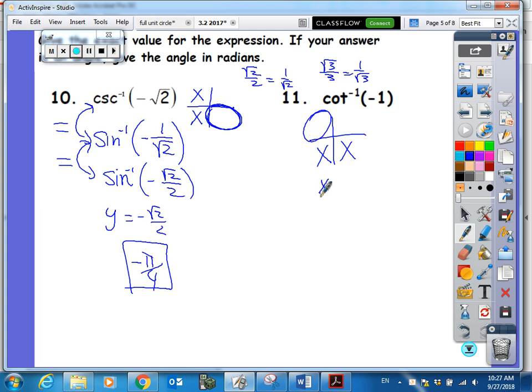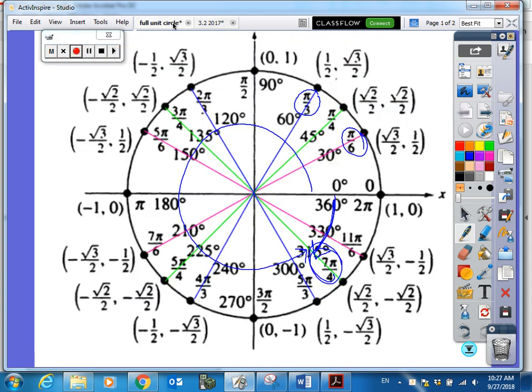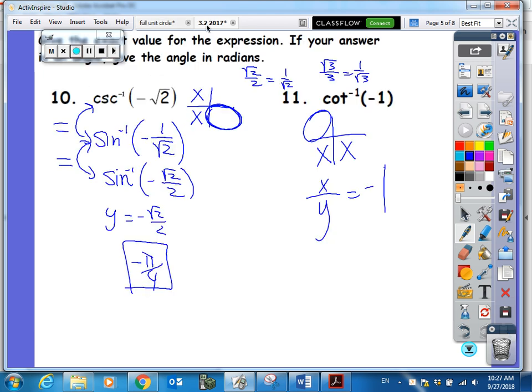So we're looking for where is x divided by y equal to negative 1. Well, hopefully we know that if something is going to be a 1, the x and the y have to be the same. So the only places that the x and y are the same are at the pi over 4s: 3 pi over 4, 5 pi over 4, 7 pi over 4, negative pi over 4. The x's and the y's are the same with opposite signs, so x divided by y equals negative 1 happens at 3 pi over 4.